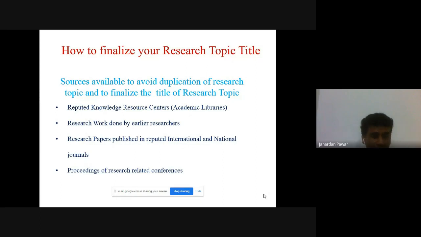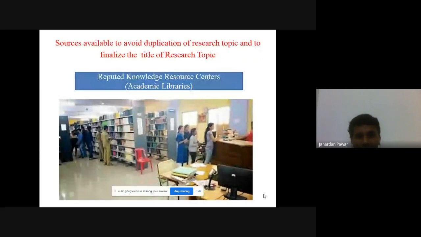So from that also you can understand whether the topic is duplicate or not. So these are the ways to find out, but how it can be done, that I will tell you. So see, reputed, just visit your library. For example, if you are doing your PhD from University of Pune or any other university, just go to the university library, that is called as Knowledge Resource Center, and just ask that particular librarian, I want to verify the titles of research done by the earlier researchers as I want to undertake the research.